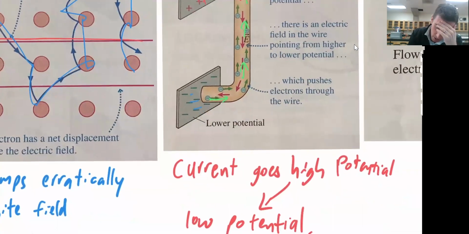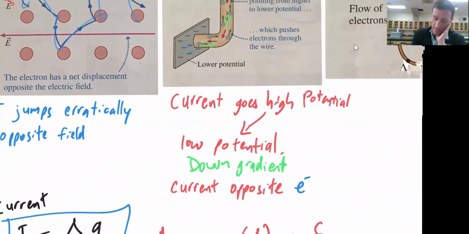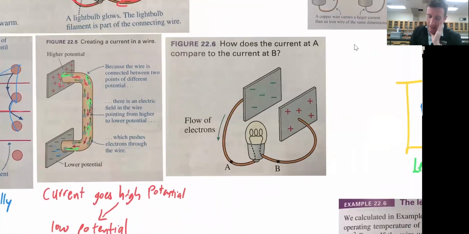All right, so current goes from high potential to low potential. It goes down the gradient, and the current goes opposite the electrons. All right, and then finally, if we look at the current at A versus B. So I have one point right here, point A, and then I have another point right here, point B. How would the current compare?